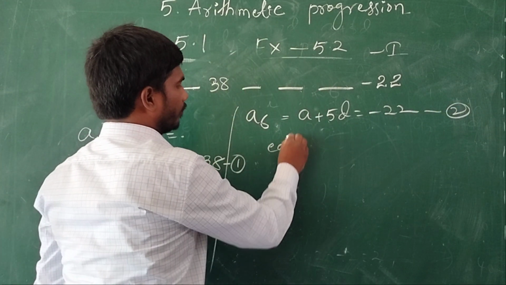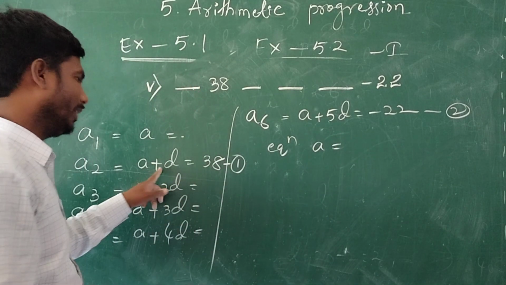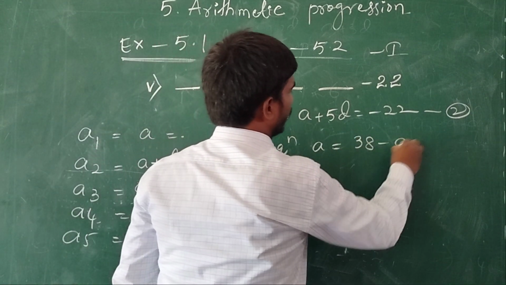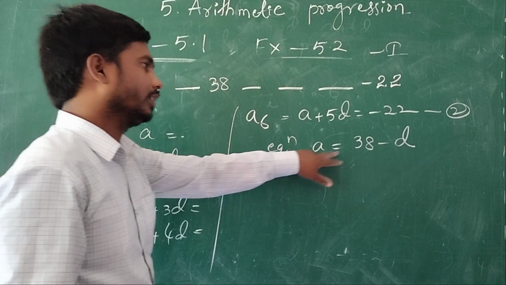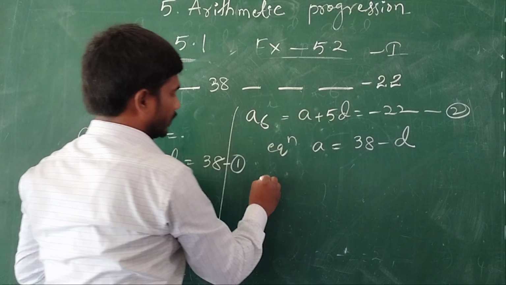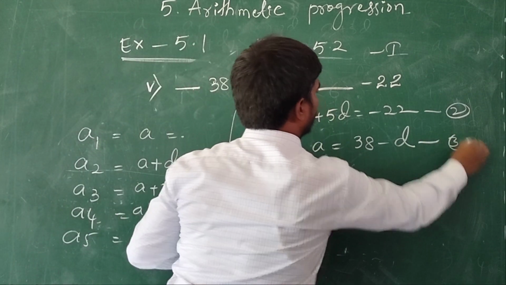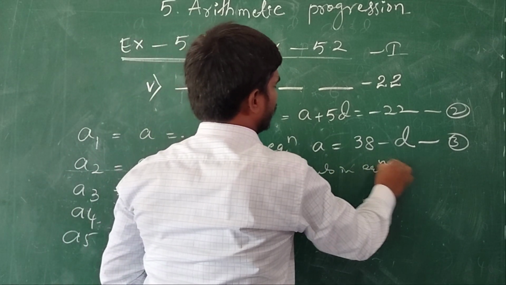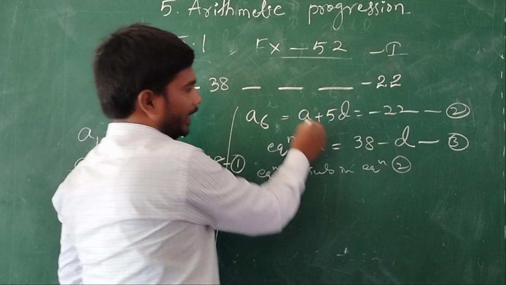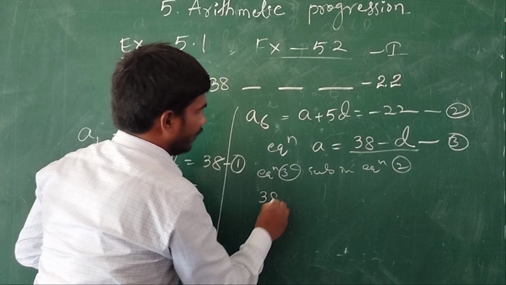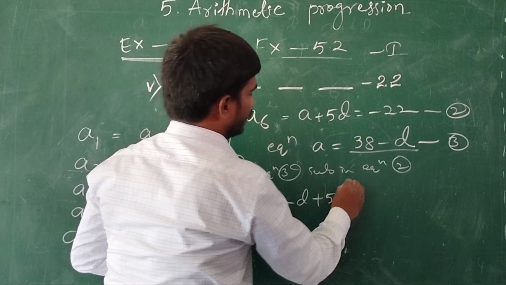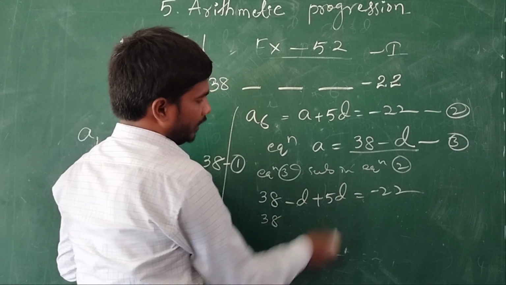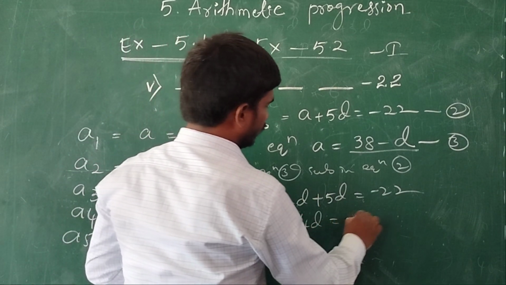From equation 1, a plus d is equal to 38. So then a is equal to 38 minus d. This a value we substitute in the second equation. This is the third equation, so equation 3 is substituted in equation 2. In the place of a, I am writing 38 minus d. 38 minus d plus 5d is equal to minus 22.